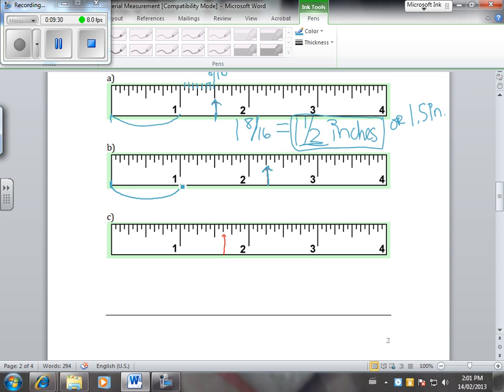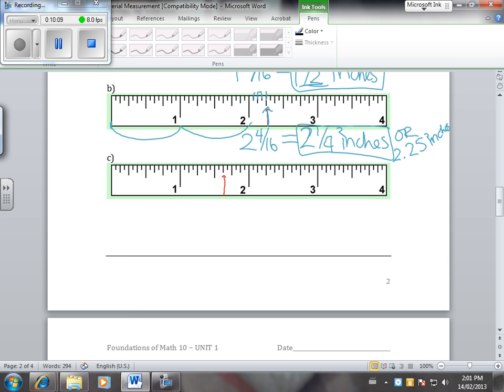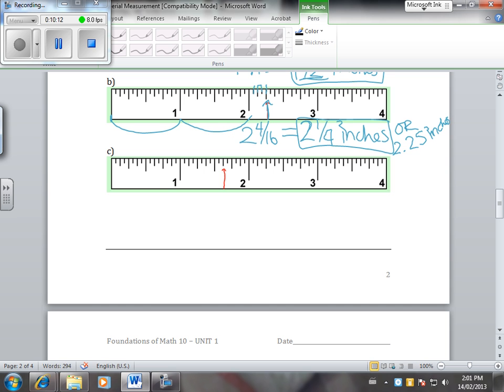So we'll look, we have 2 inches, and then 1, 2, 3, 4. 2 and 4/16 inches. And if we simplify that, we can write 2 and 1/4 inches. Okay? Or in decimal, this would be 2.25 inches, because 1/4 is 0.25. Just like a quarter in money is 1/4 of a dollar, because 4 quarters make up a dollar. And then last one, let's try this one.